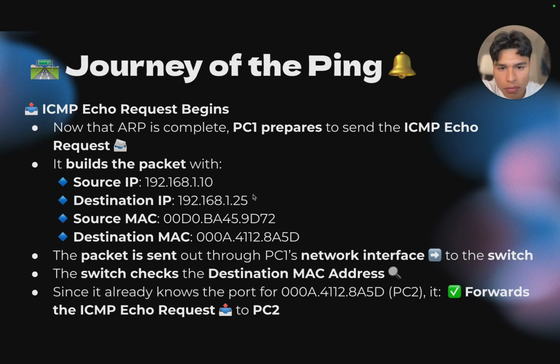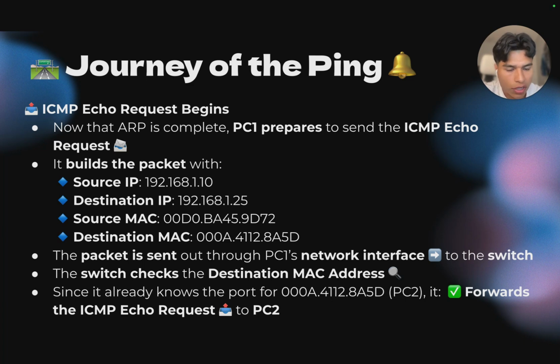So now that ARP is complete, PC1 is going to prepare the ICMP echo request. So it's going to build the packet, right? It has the source IP, the destination IP, and then a source MAC and the destination MAC. So the packet is sent out through PC1's network interface to the switch.